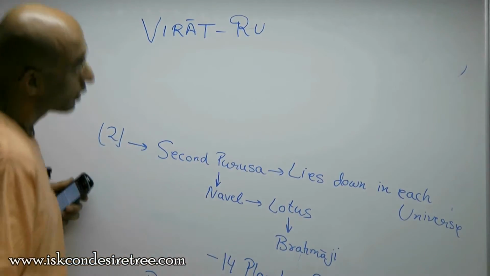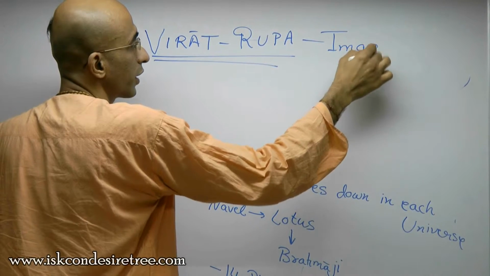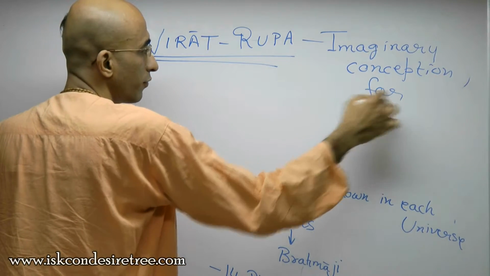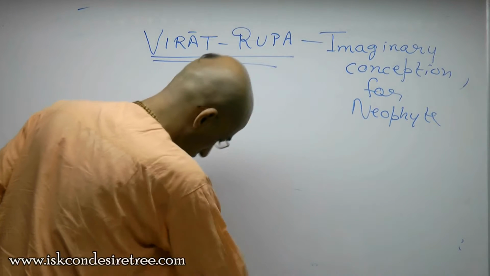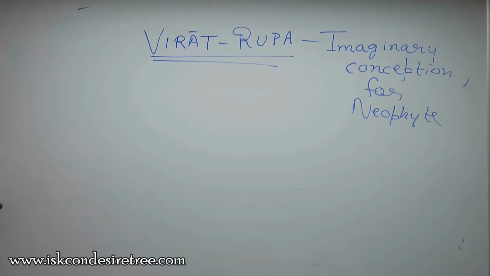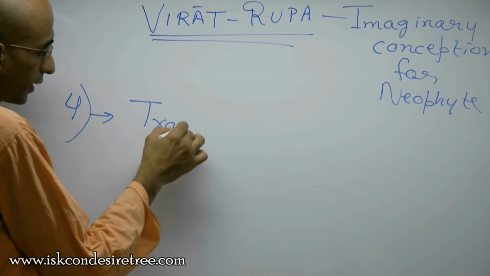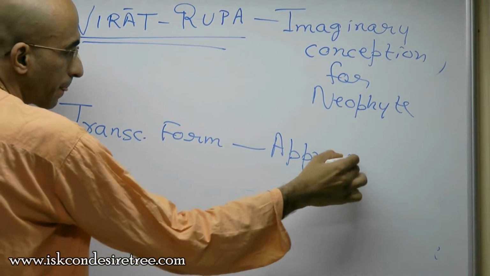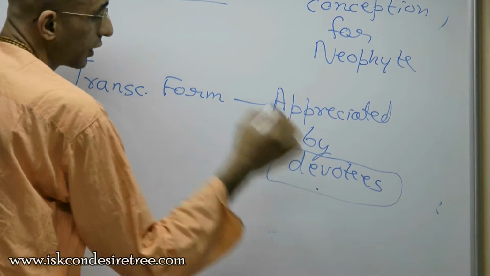This Virat Rupa is basically imagining the whole creation as the body of the Lord. It is an imaginary conception for a neophyte who is not purified enough. Since this is an imaginary conception for one who cannot appreciate a transcendental form, the fourth verse says that devotees with their perfect eyes see the transcendental form. The transcendental form can be appreciated only by devotees, so one has to practice devotional service; then only one qualifies.